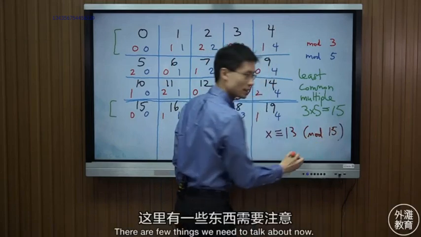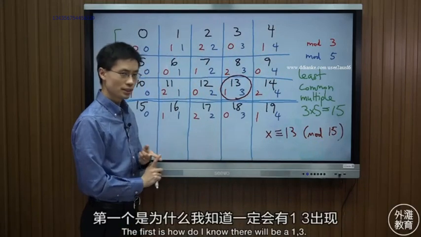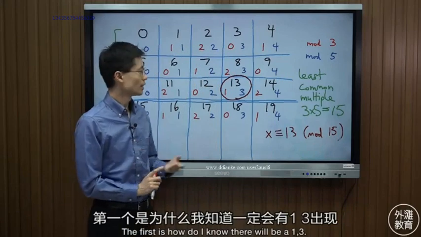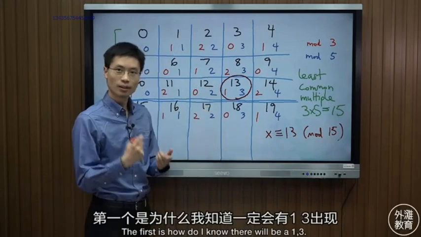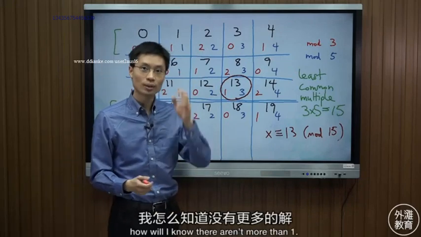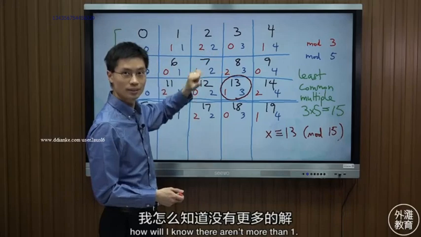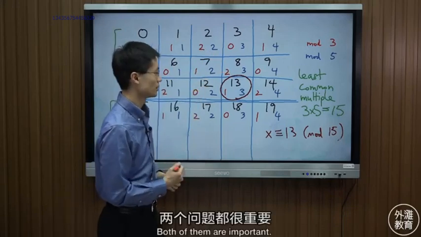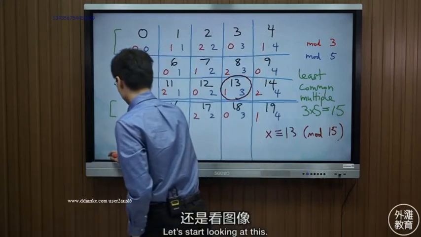There are a few things we need to talk about now. The first is, how do I know that there will be a 1, 3? How do I even know that there will be 1? Oh, and the second question is, how will I know that there aren't more than 1? Both of those are very important. Let's start looking at this.